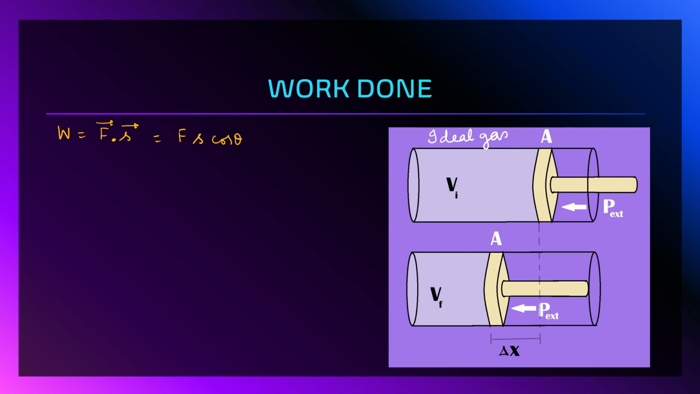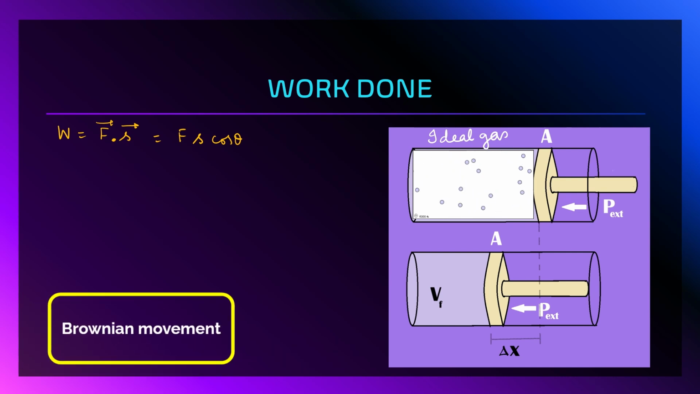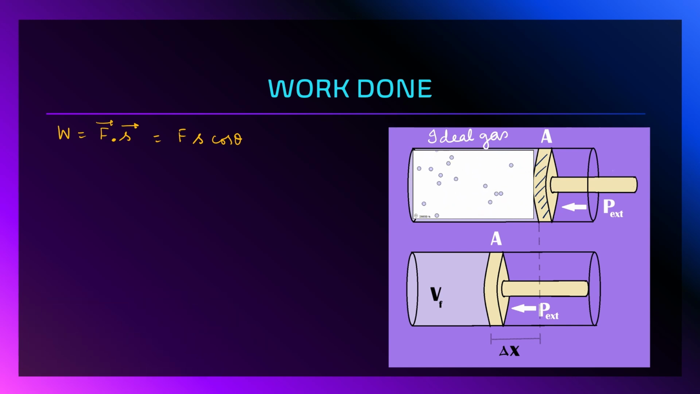Now, what do these gas molecules inside the chamber do? They just roam here and there, undergo random motion, and collide with the walls of the container as well as the piston kept over here. So this is our piston. The gas has been enclosed with the help of a piston.